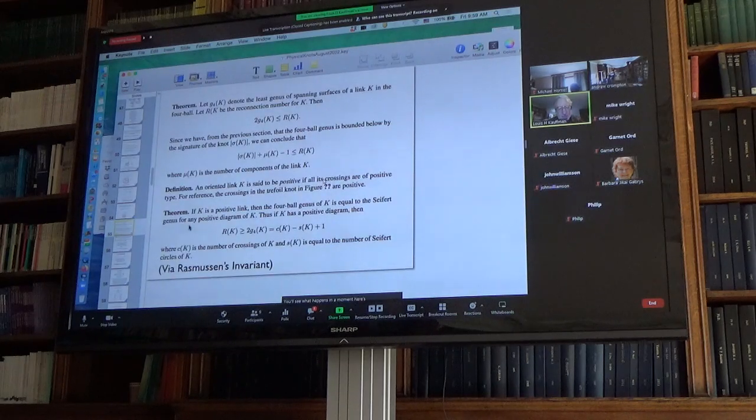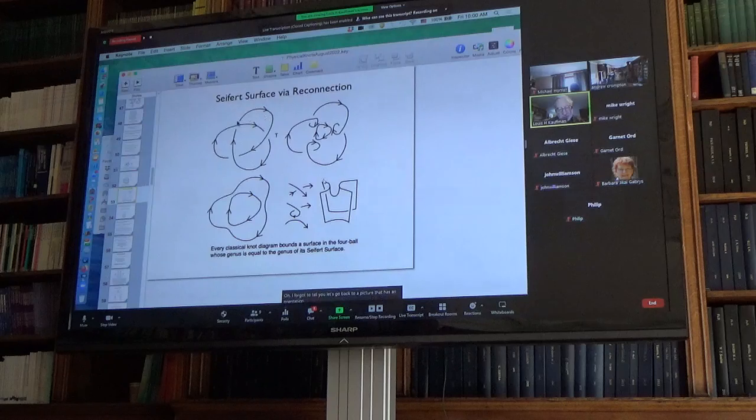Here's the theorem, that if you have a positive link, and that means that all of the crossings are positive. Oh, I forgot to tell you, let's go back to a picture that has an oriented crossing. This is an example of a positive crossing. Crossings have signs. If you put the fingers of your right hand in the direction of the overcrossing line, your thumb would point in the direction of the undercrossing line. That's called positive.